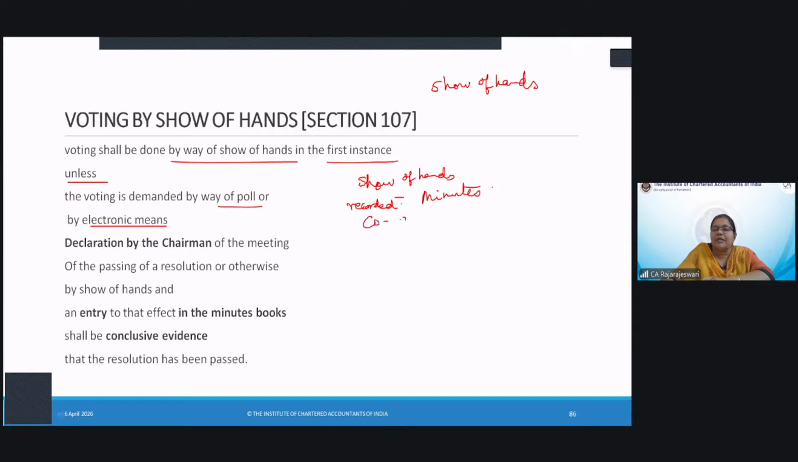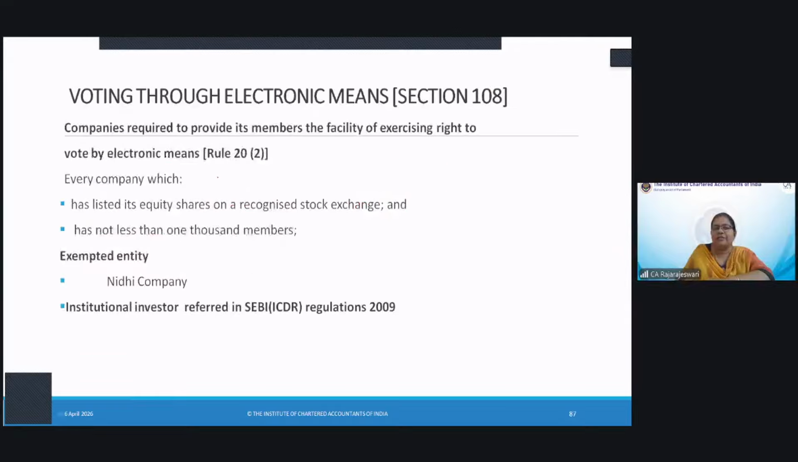Suppose the company demands poll or electronic means, then the chairman should take it up and act accordingly. So unless the voting is demanded by way of poll or by electronic means, voting shall be done by show of hands in the first instance. So either way you can read this and understand this. In the first instance it can be done by show of hands.